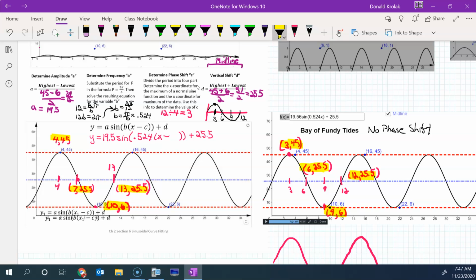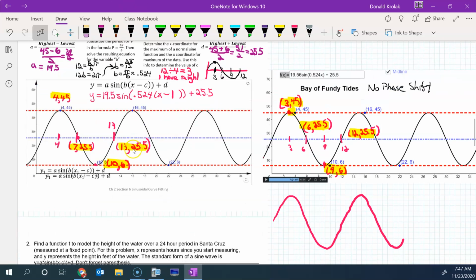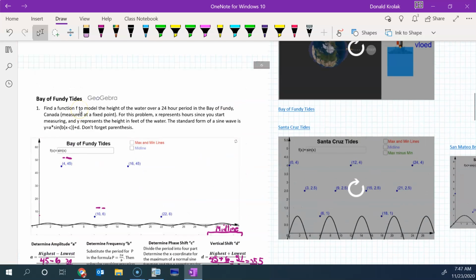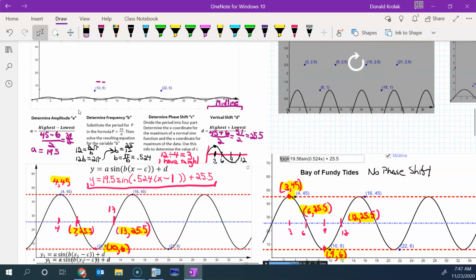So I want to move this graph 1 hour to the right. And so my phase shift is 1 hour. So C is 1. Type that in, it'll match up perfectly. So there's your model that calculates the height of the water over a 24-hour period in this particular location.